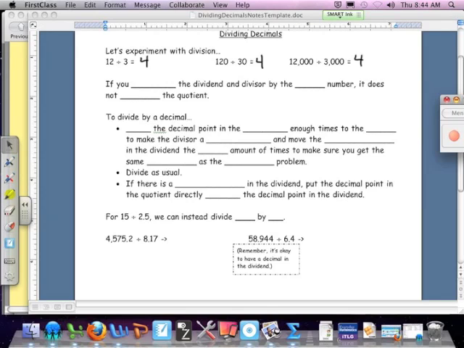12 over 3 is 4, 120 over 30 is 4, because we essentially multiply the numerator and denominator by an equivalent power of 10. But it would work no matter what. I could double each of these and make 24 divided by 6 equals 4. So if you multiply the dividend and the divisor by the same number, it does not change the quotient.